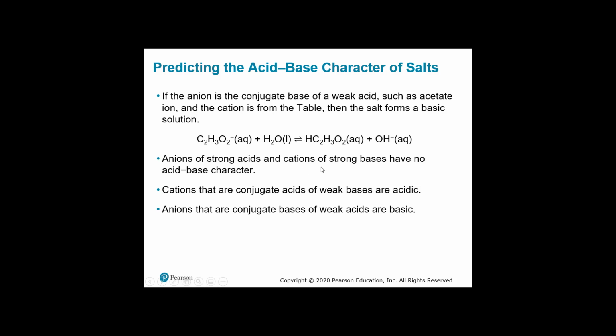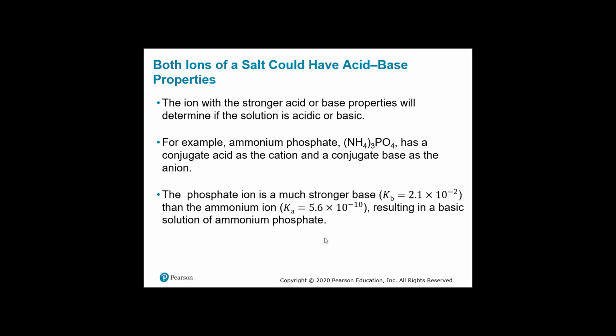Anions of strong acids and cations of strong bases have no acid-base character. So even if this was sodium acetate, the sodium doesn't play into it, because we've already covered why it's neutral. Cations that are conjugate acids of weak bases are acidic, and anions that are conjugate bases of weak acids are basic. The easiest way to remember this is that if you're dealing with a weak base, the counter ion of it is going to be acidic. And if you're dealing with a weak acid, then the conjugate base is going to be basic. So it's the opposite of what you're dealing with.